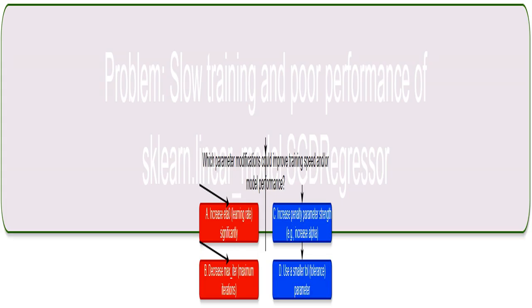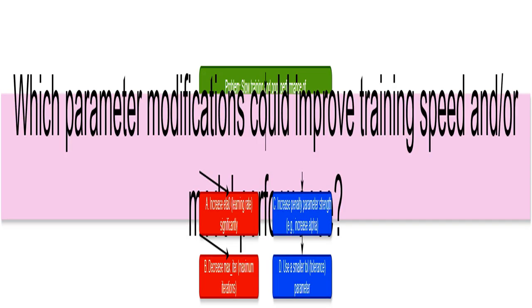I'm given a problem where the SGDRegressor is slow to train and doesn't make very good predictions. That's not ideal. I need to figure out how to fix it by adjusting the algorithm's settings. The core of the quiz: I need to identify which of several proposed changes to the SGDRegressor's parameters will make training faster and predictions more accurate.